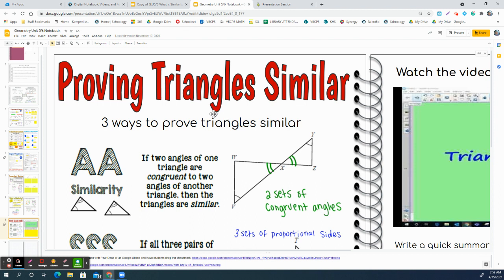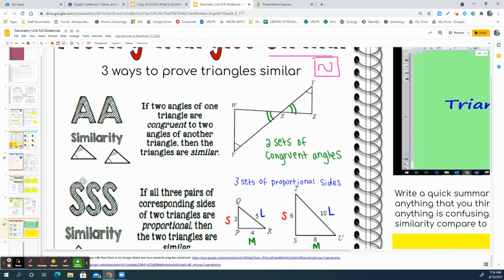Proving triangles similar. There's 3 ways to prove that they're similar. Remember that the similar symbol is just the squiggle with no equal sign under it. We can do angle, angle, where we've just got 2 angles. Like I said, this is the easiest one. I've got those vertical angles, and I've got one other set of angles. If you have 2 sets of congruent angles, you are done. I'm not given any sides at all. I just have 2 sets of angles, angle, angle.